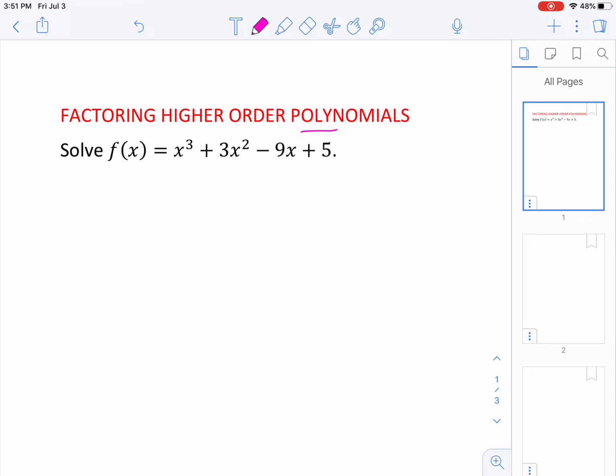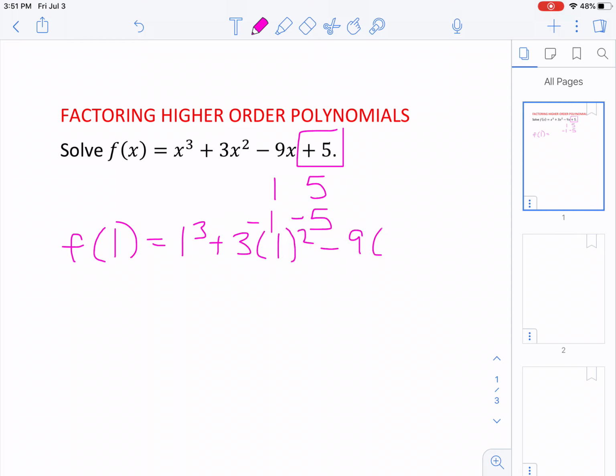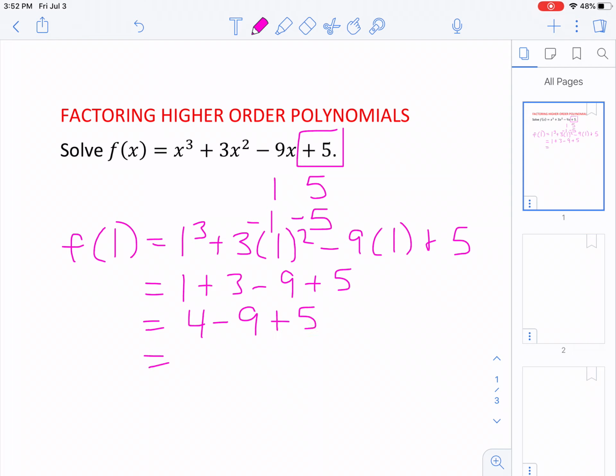So what you want to do is take this positive 5 and think about the different factors that multiply to positive 5. So of course we can use positive 1, positive 5, negative 1, negative 5. And so I'm just going to pick 1 to start with. If I put in f of 1, x equals 1, we've got 1 cubed plus 3 times 1 squared minus 9 times 1 plus 5. So we end up with 1 plus 3 minus 9 plus 5, and 4 minus 9 plus 5. That comes out to 0.